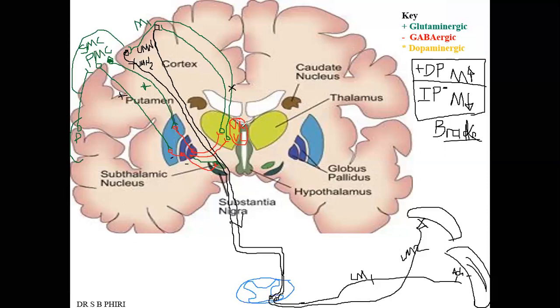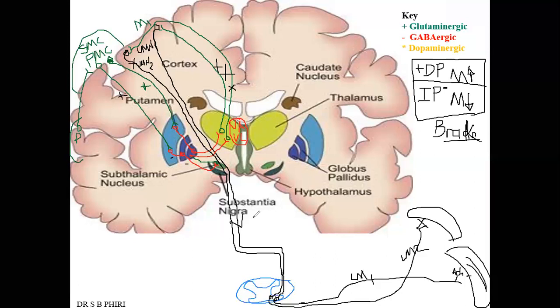So just to note that the medium spiny neurons are basically GABAergic, so they are inhibitory. So all the neurons that are starting from the corpus striatum or globus pallidus, internal or external, these are mainly inhibitory. Then the neuron that is coming from the subthalamic nucleus is excitatory. Then the other one will be inhibitory. But the neurons that are coming from the thalamus are mainly excitatory, so they're going to increase movements.